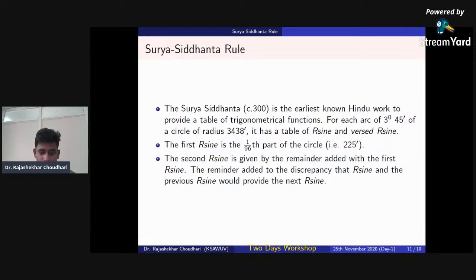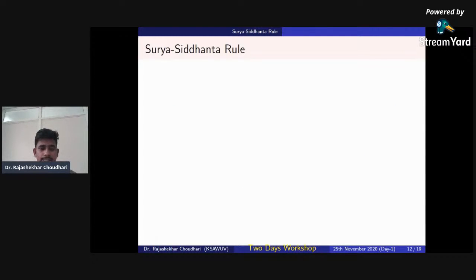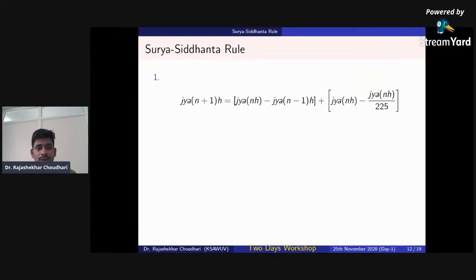The general formula for generating the 24 R sines in a quadrant is: jya of (n plus 1)h is equal to jya of nh, minus jya of (n minus 1)h, plus jya of nh minus jya of nh divided by 225. This 225 is nothing but the first R sine value, where n takes values from 1 to 23. If you go on substituting values for n, you will get the successive R sine values.